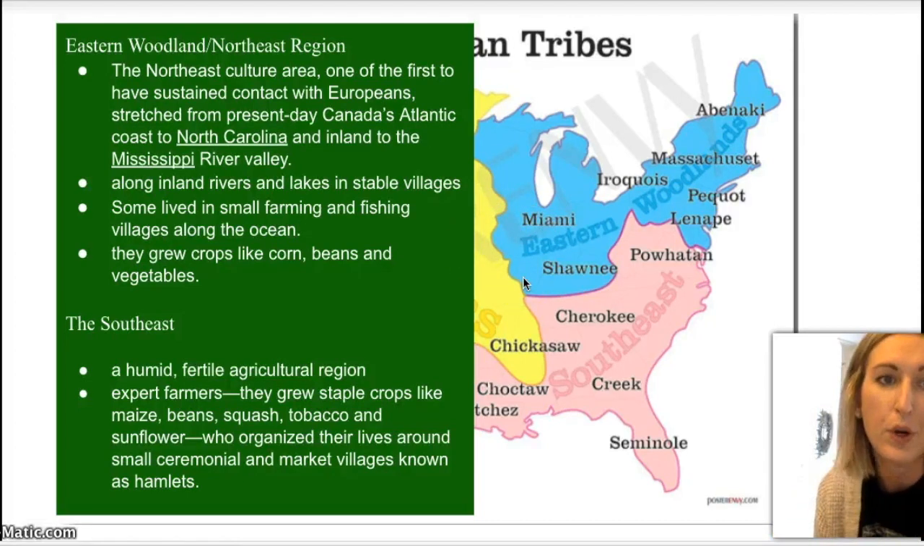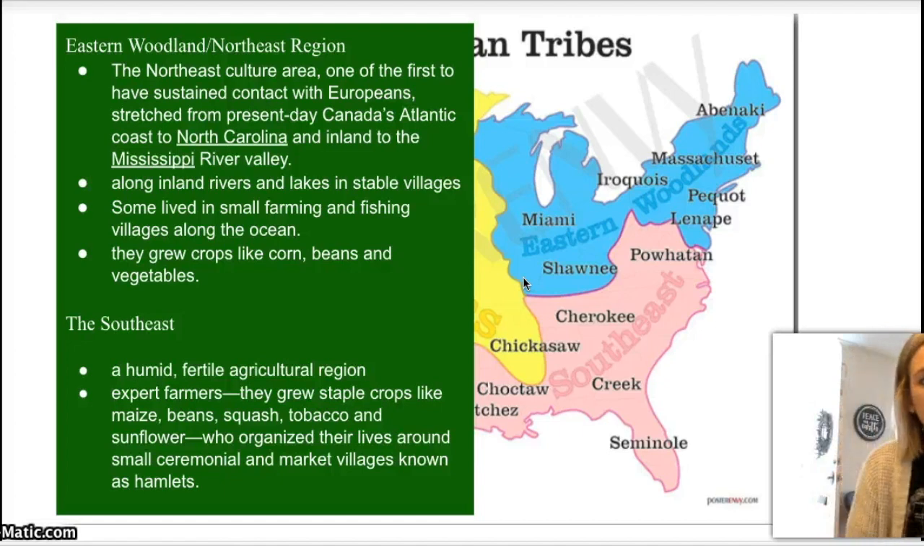So if you were a Native American living in the Northeast region, you probably would settle along inland rivers and lakes. Native American Indians in this region had stable villages, some in small farming areas or fishing villages along the ocean. In this area, they were known for growing crops like corn, beans, and vegetables.